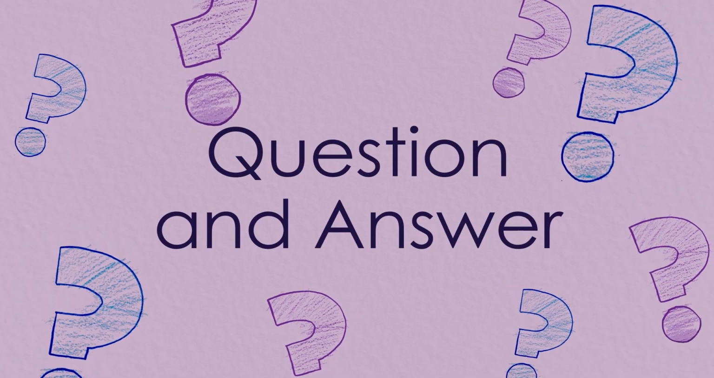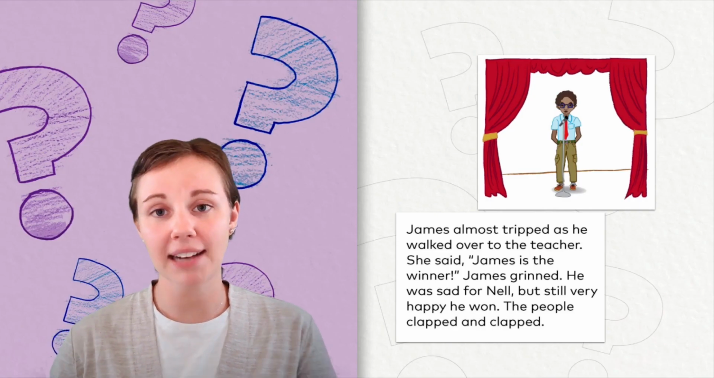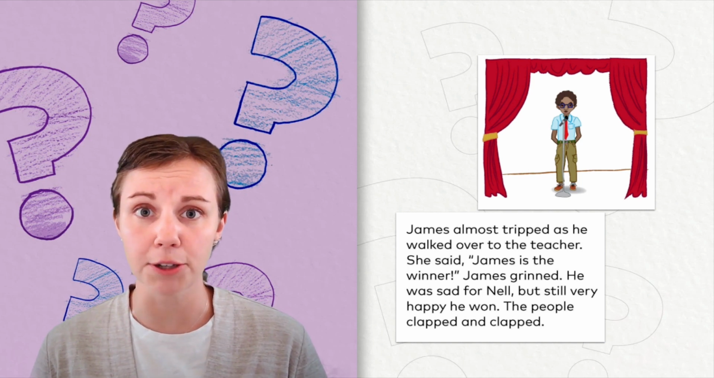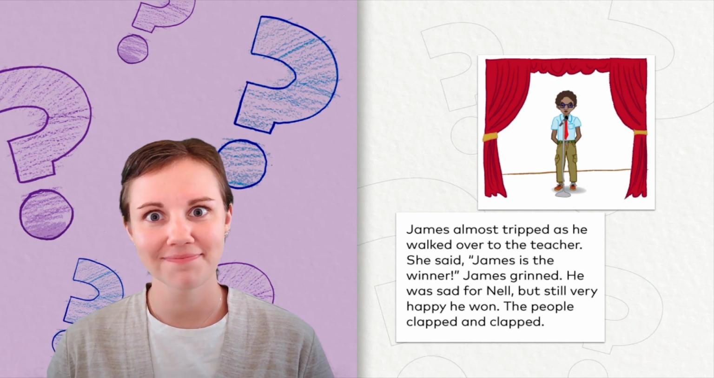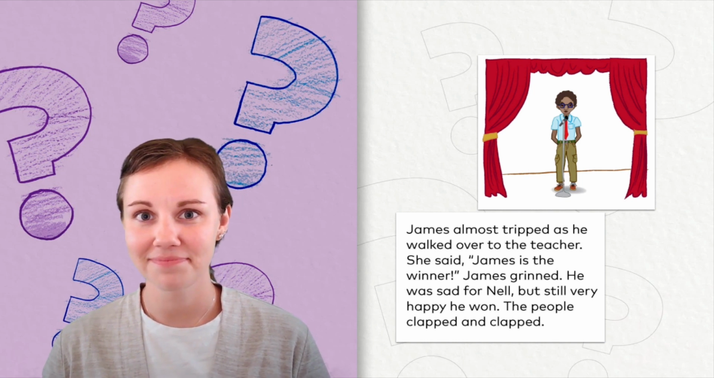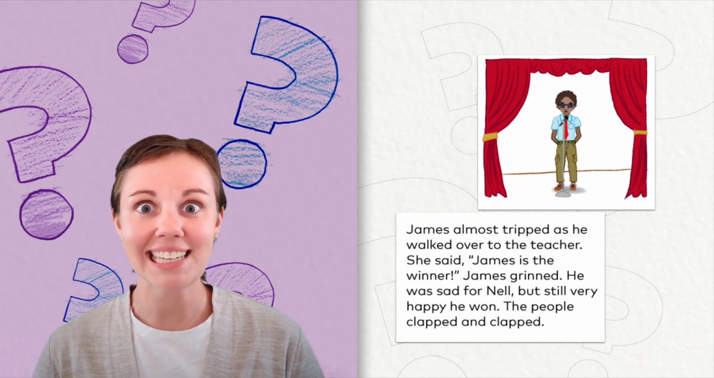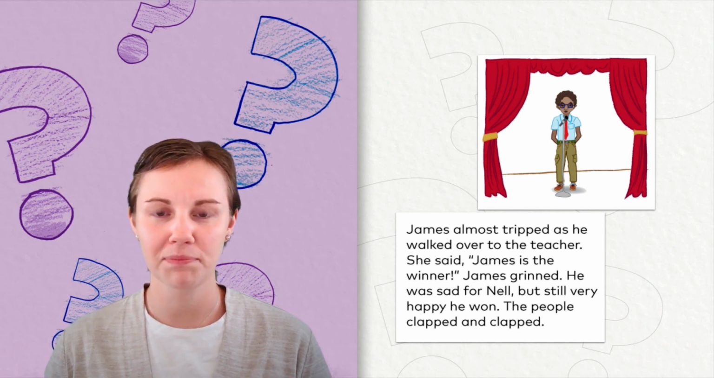Question and answer. Before we continue practicing with our fluency, I have some questions for you about this excerpt. What was happening on this page? Exactly. James had won the spelling bee.